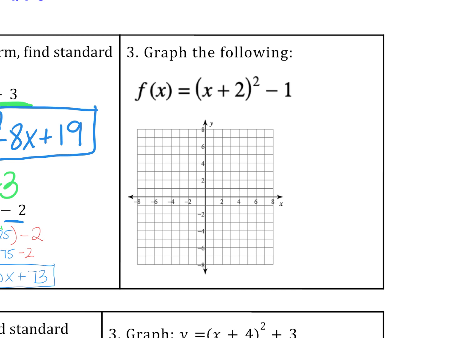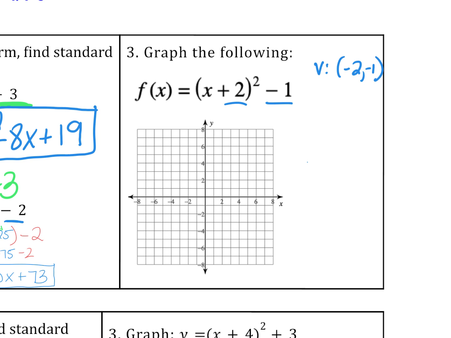So first, I noticed that this form is not in standard form. What form is given to you? Vertex. It's in vertex form. So because it's in vertex form, I can already tell you what the vertex is. The vertex is -2, -1. So I'm going to go to -2, -1, and I'm going to drop my vertex there.